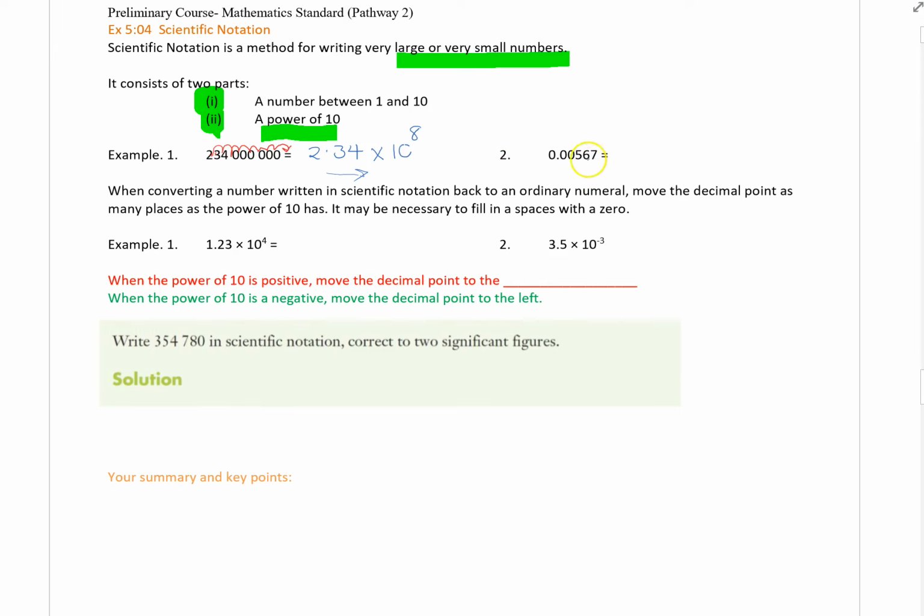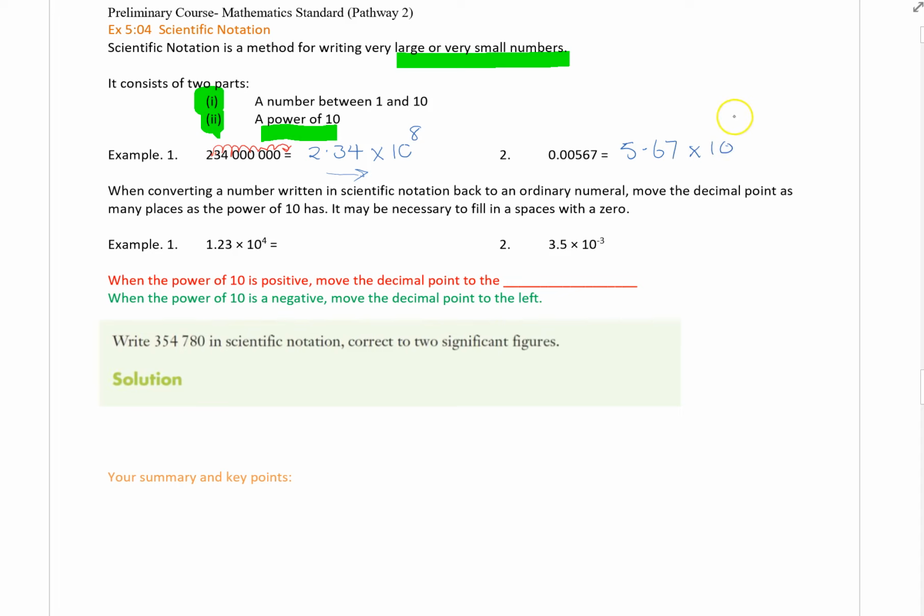Okay, what about a very small number? Again, 0.00567 is a very small number. But to write it in scientific notation, I'm going to make it big. I'm going to make it a number between 1 and 10. I use the digits that are there, and in this case, the number will be 5.67. Now we know something that's smaller than 1 is not equal to 5.67, but I will need to be able to say they're equal. So I need to do multiplying by a power of 10.